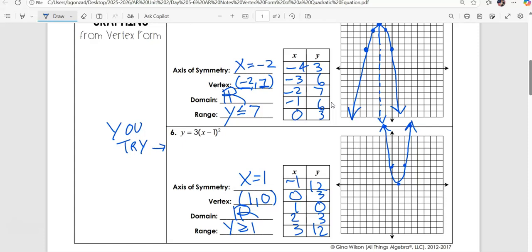I'm going to go over it. All right. Hopefully, I'll finish. If not, here it is.